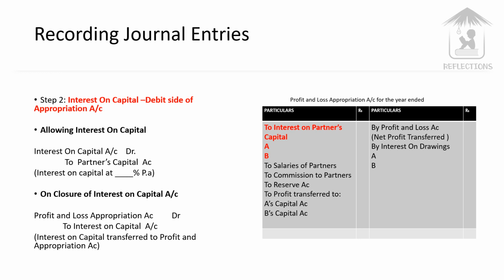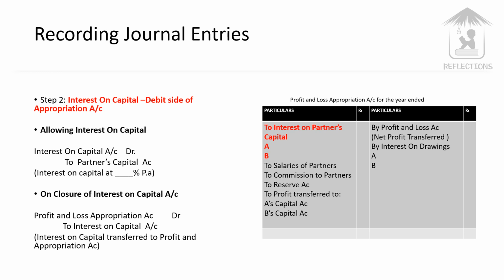Let me start explaining the journal entries for interest on capital. I would give you a small hint. All that which is paid by the firm from the profit to the partners will come in the debit side. Expenses are debited. All that the firm collects from the partners will come in the credit side.